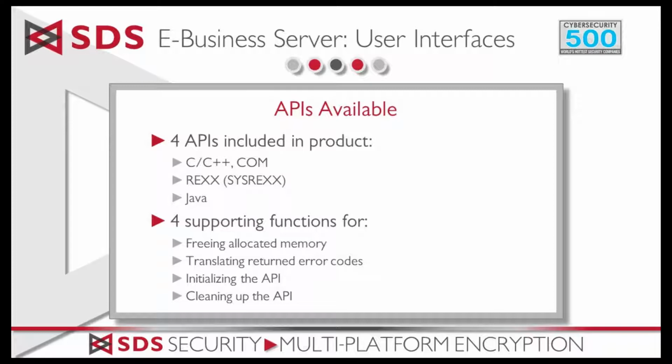There are 4 supporting functions: one for freeing allocated memory, one for translating returned error codes, and also initializing and cleaning up of the APIs are provided with the base of E-Business Server. The API is supported on Windows, Unix platforms, and on System z, and it also takes advantage of the new System Rexx, or SysRexx as it's commonly referred to, the SysRexx component, for z/OS E-Business Server functions.